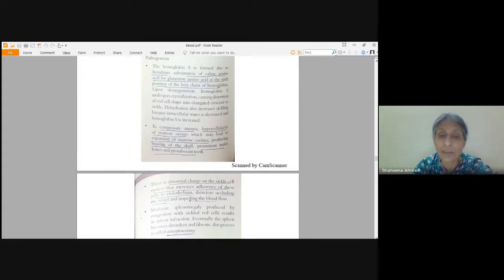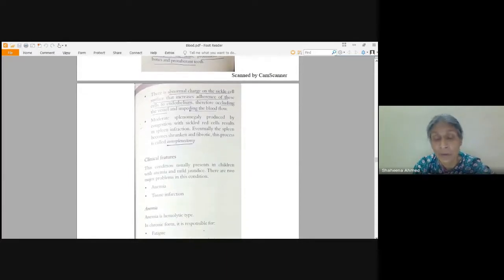Now, to compensate for this anemia, what you are going to see is that your bone marrow is going to become hyperactive. You are going to see hypercellularity in your bone marrow, and this hypercellularity is again going to lead to expansion of your bone marrow cavities. Again, you will see thickening of your skull bones. You will see widening of your bone marrow cavity, of your medullary cavity. You will see thinning of the cortex. So these things are due to the hyperactivity of the bone marrow.